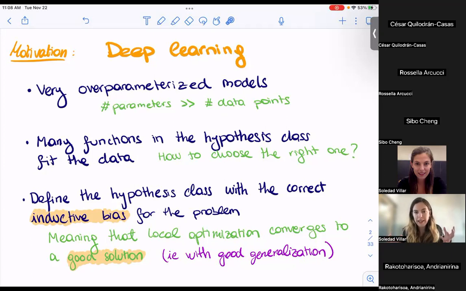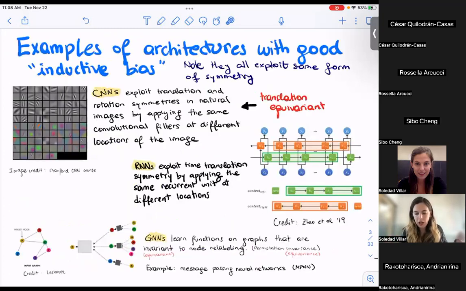How do you choose the right architecture or the right hypothesis class so that when you do stochastic gradient descent, you converge to a good solution? And with a good solution, I mean a solution that generalizes well on data that it hasn't seen before. So defining the hypothesis class with the correct inductive bias means that we want to find that class of functions and parameterize it in a way so that when we do local optimizations, we converge to a good solution. So how do you do that?